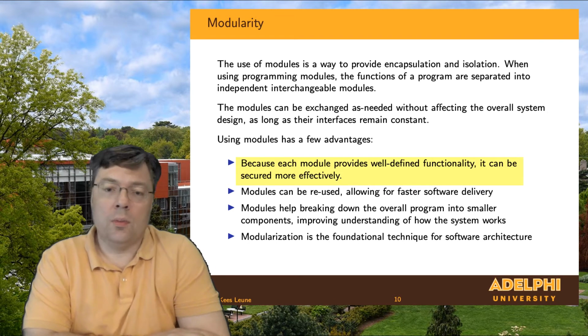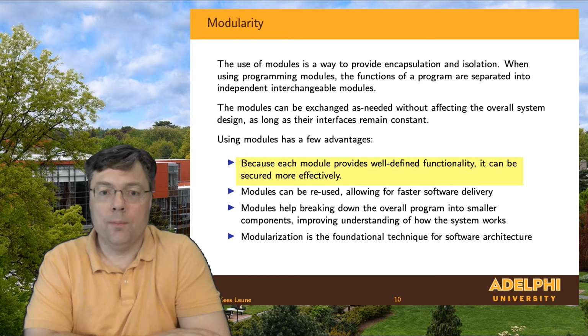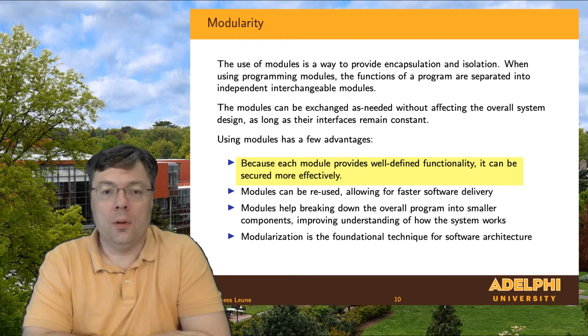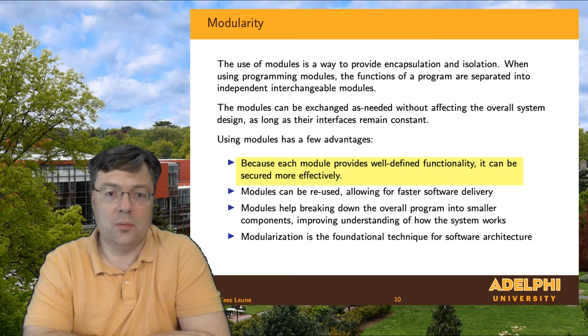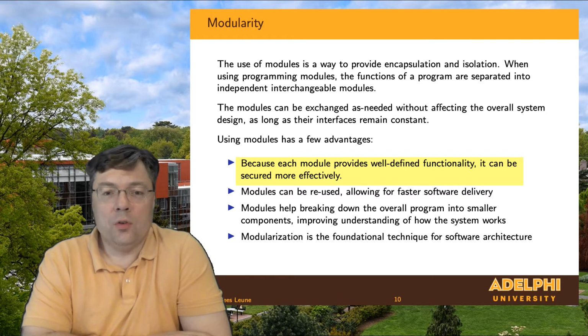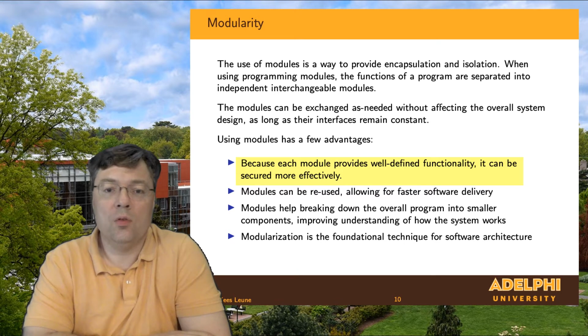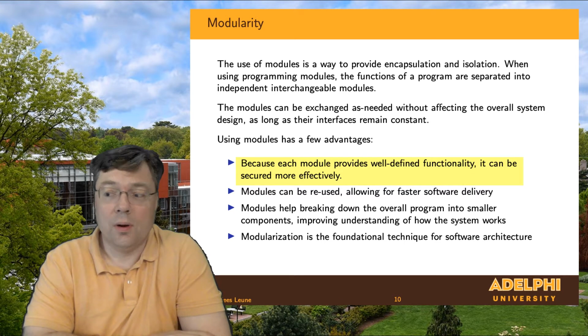That has benefits from a software engineering perspective, because it allows for easier source code maintenance. It allows us to operate on one unit without affecting the rest of the system, for example. But because each of those units provides more clearly defined functions, it also becomes more clearly understood how we need to secure each of those units. And so there's a benefit right there.